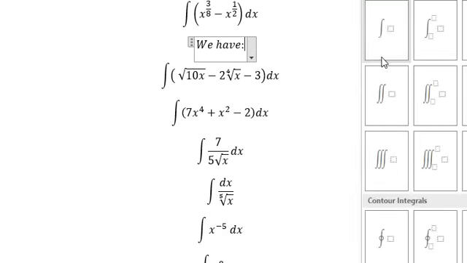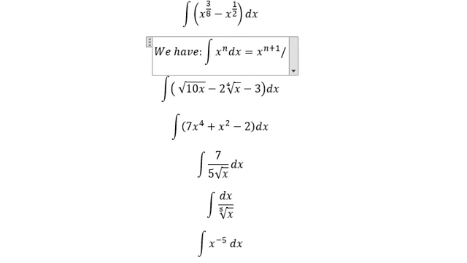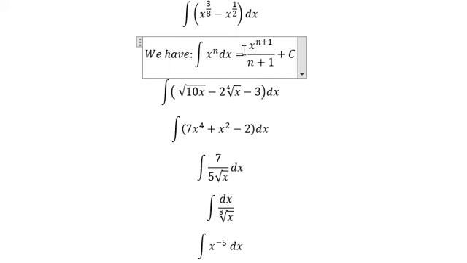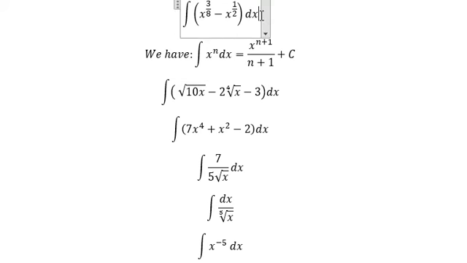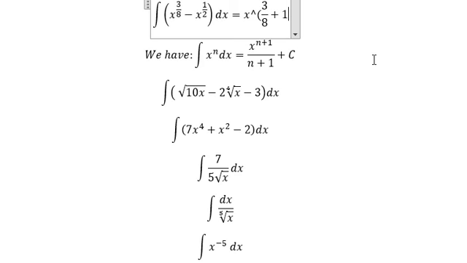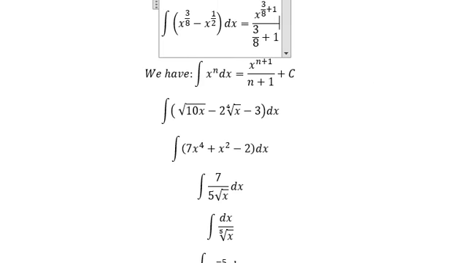That's about the integration, s to the power of n dx. You will get s to the power of n plus 1 over n plus 1, and we put c. This is the formula we need to apply for everything in here. So for the first one, this is about 3 over 8. You will get 3 over 8 plus 1 over 3 over 8 plus 1.